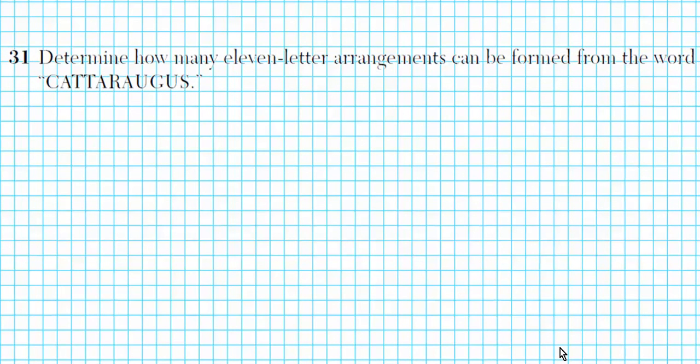All right, let's take a look at question number 31. It says, determine how many 11-letter arrangements can be formed from the word cataraugus. So this is a distinguishable permutations problem. Okay, so let's go ahead and write down the formula real quick for distinguishable permutation. Remember, permutation basically means arrangement, okay?